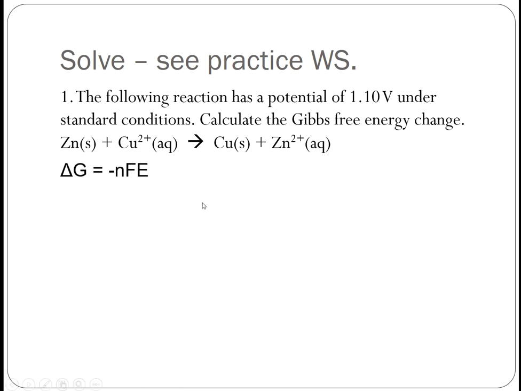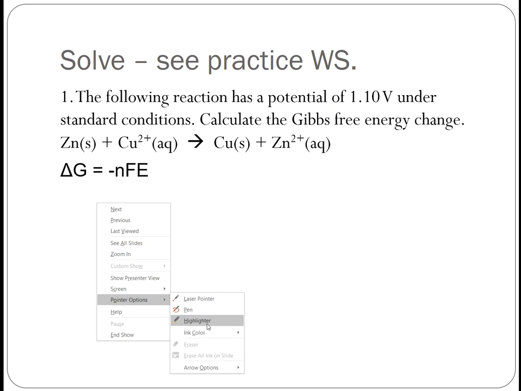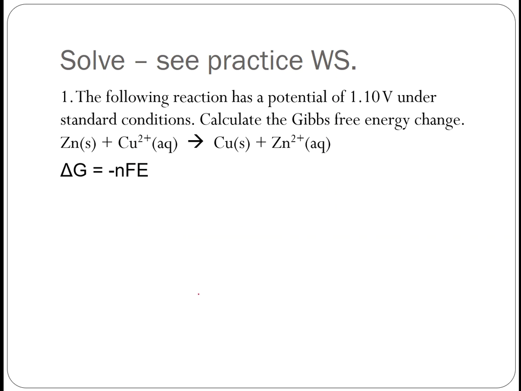So we can see the formula here. N is going to be our moles of electrons, and we're noticing that there's a transfer of 2 electrons here. The zinc is getting oxidized, losing 2 electrons. The Cu 2+ ions are gaining them. So we've got a negative sign here, and N is going to be 2 because 2 moles of electrons are transferred.